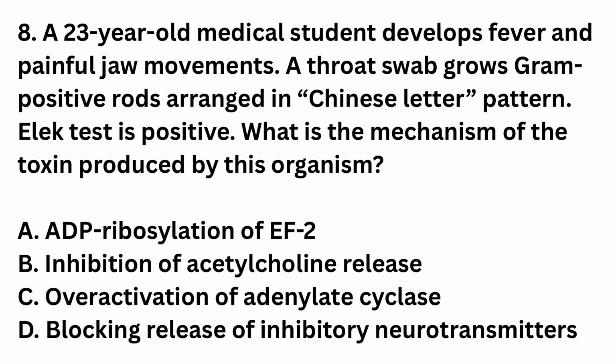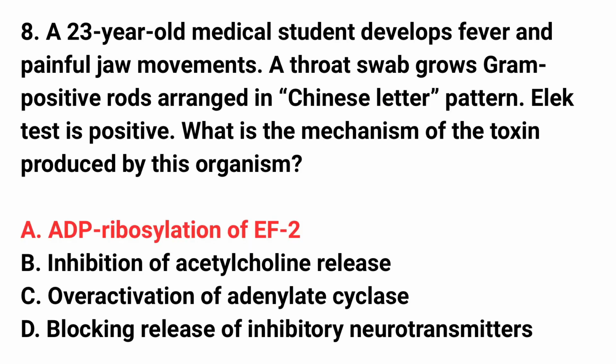Question number 8. A 23-year-old medical student develops fever and painful jaw movements. A throat swab grows gram-positive rods arranged in Chinese letter pattern. Elek's test is positive. What is the mechanism of the toxin produced by this organism? ADP ribosylation of elongation factor 2, inhibition of acetylcholine release, overactivation of adenylate cyclase, blocking release of inhibitory neurotransmitters. The right answer is option A, ADP ribosylation of elongation factor 2.